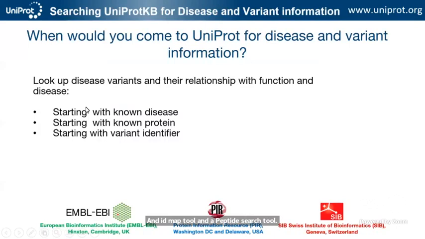So when would you come to UniProt for disease and variant information? Our users look up disease variants and their relationship with function and disease. And you can start by looking for information with a known disease, a known protein, or a known variant identifier. And I will show you now in the following slides how to search in these 3 different ways for your information.